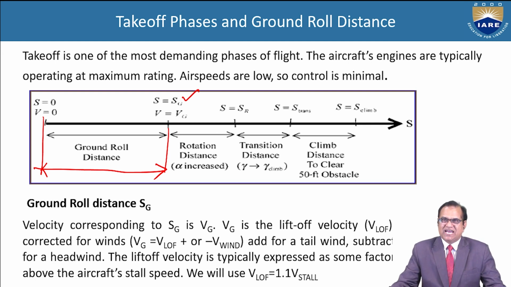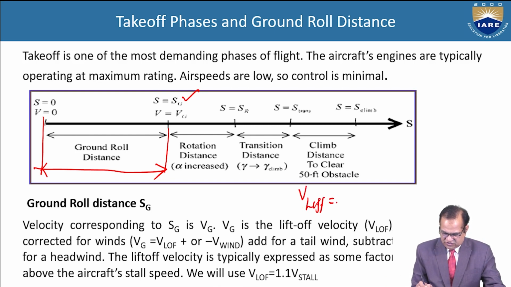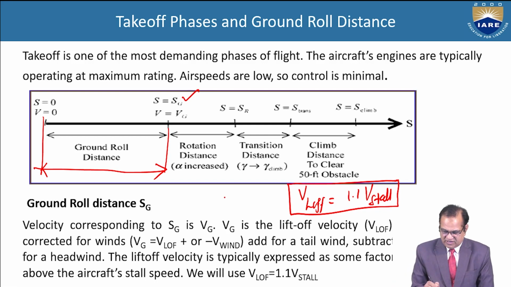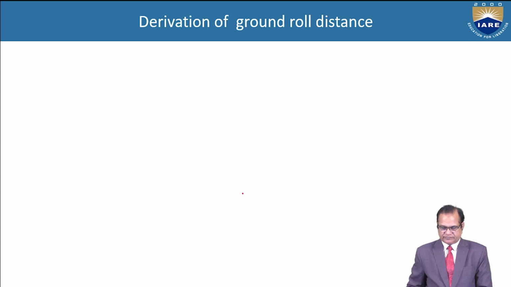We will use that V lift off is equal to 1.1 of V stall. Internationally it is a recognized value. So the lift off velocity should be more than the V stall, and it should be nearly 1.1, meaning 10% extra over the V stall.